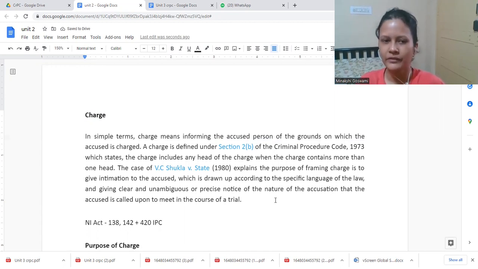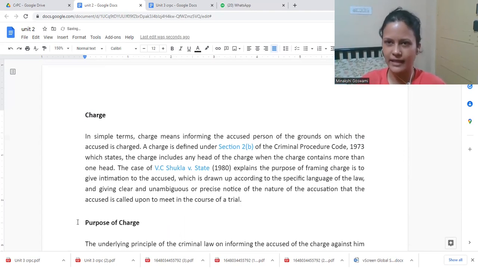Cheating, right? So they have otherwise done one thing only, but they are adding too many sections together. In such cases, all these would be charges: 138, check bounce, is also a charge, and 420, cheating, is also a charge. So this is what they have meant. Each would be considered a specific charge, and based on that, his trial would go on, and it would be decided whether he is guilty or acquitted, whatever the situation is.